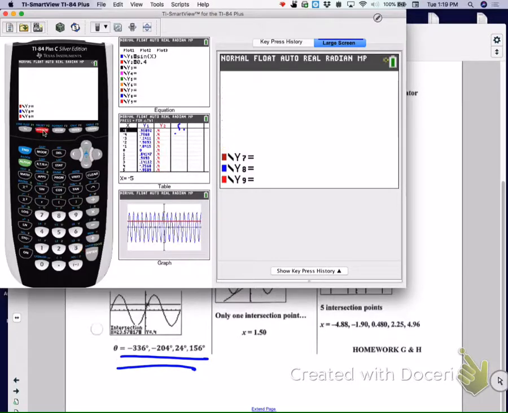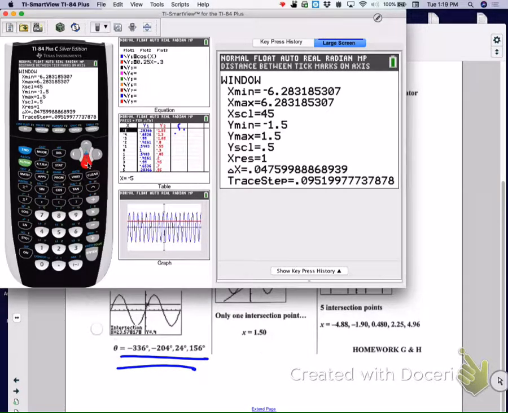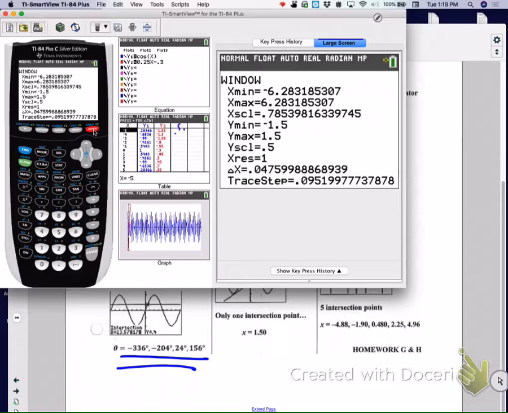My window for this one, I'm going to have to change. This time I want to go from negative 2 pi. Now, as soon as I move away from that, it changes it to a decimal. That's perfectly fine. To 2 pi. I'm going to go by 45s like I did before, but this time it's going to be pi over 4. My minimum, I don't know what it needs to be. I'm just going to leave it, and if it looks like my graph's cut off, then I'll change it. I don't always know what the range needs to be. I just sometimes take an educated guess.